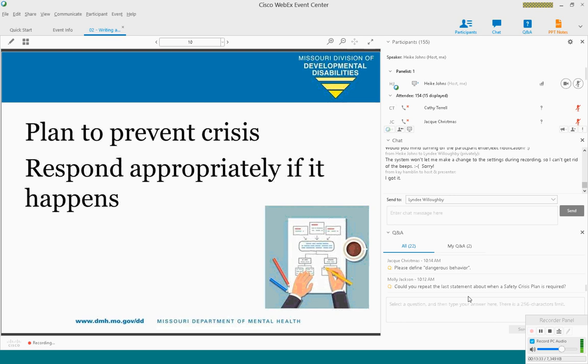There was a question about repeating when safety crisis plans are required. Again, when you're utilizing a reactive strategy that's also a restrictive intervention, for example, emergency procedures, that would be a situation in which a safety crisis plan would be required.